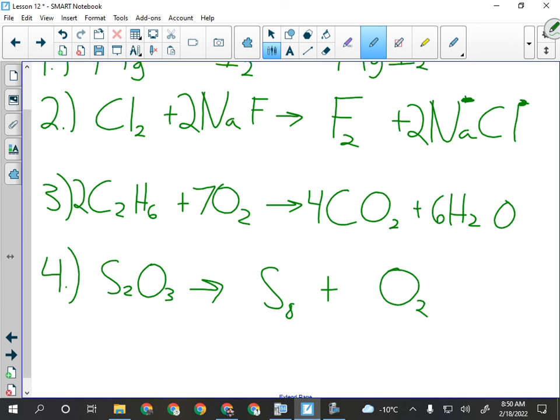All right, so now I got to balance this thing. What should I balance first? Yeah, I'd balance the 8 first. Okay, so we got 8 on this side. Now there's 8 on this side. How many oxygens does that give me? 12, yeah, 4 times 3 is 12. 6 times 2 is 12.